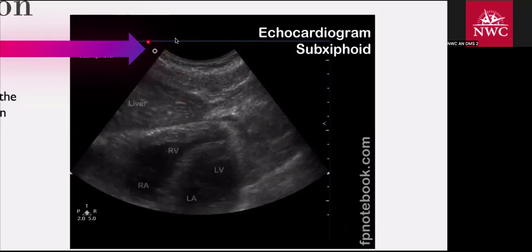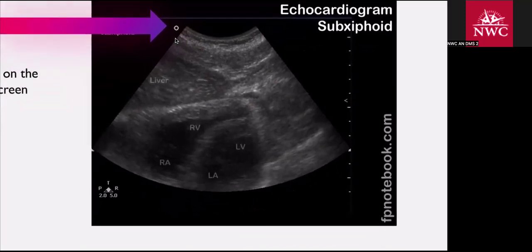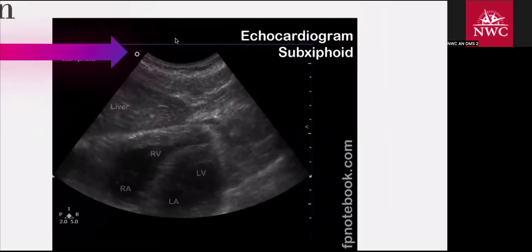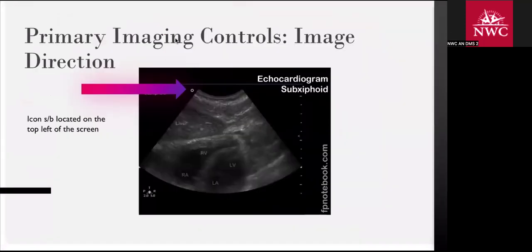This icon is a circle. Sometimes it's a C, sometimes an S; for the GE machines, it's a G and an E. So it can vary, but you want to make sure it's on the right part, or else your whole image is going to be backwards.